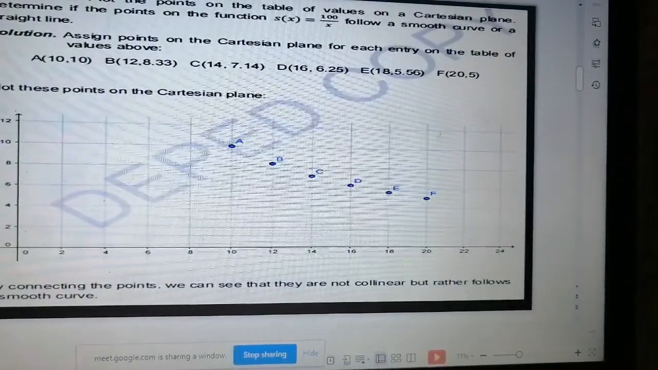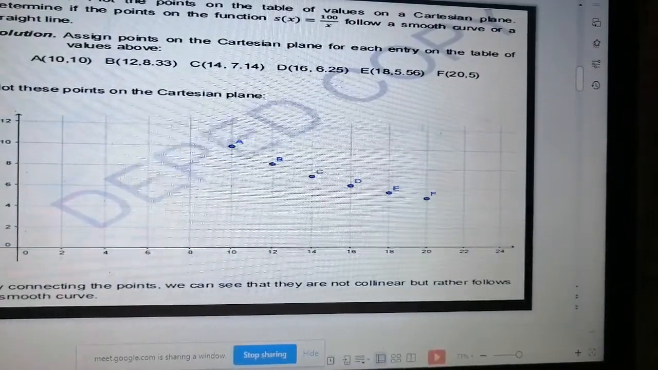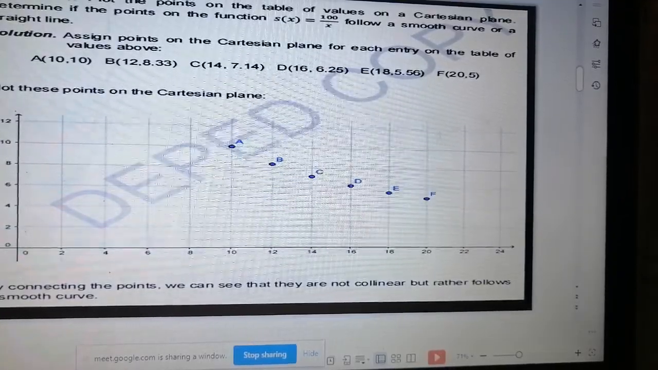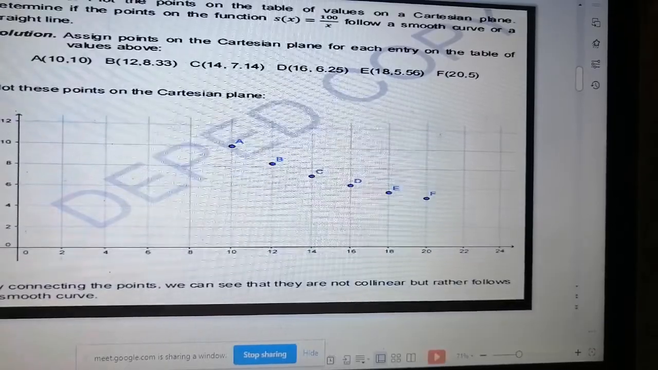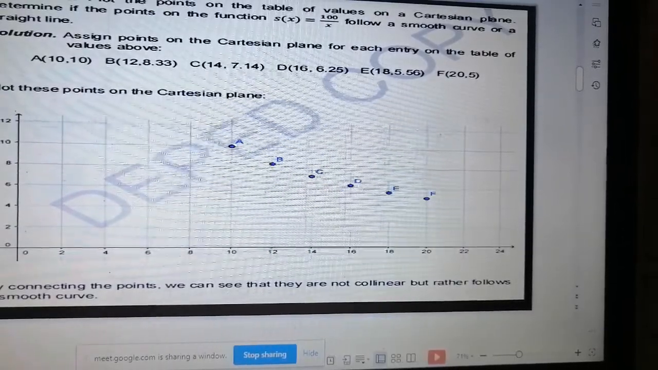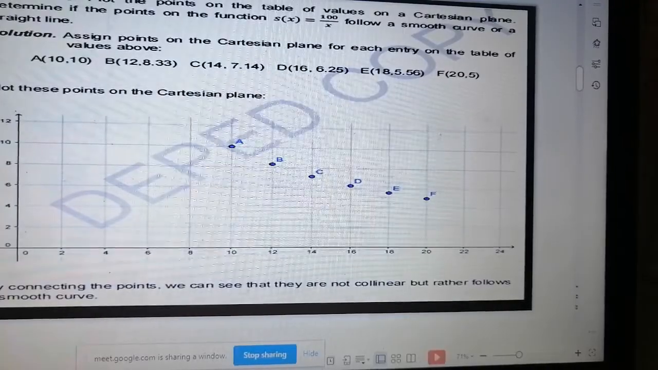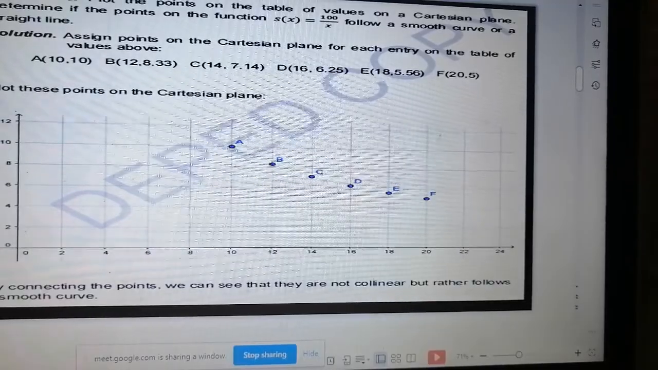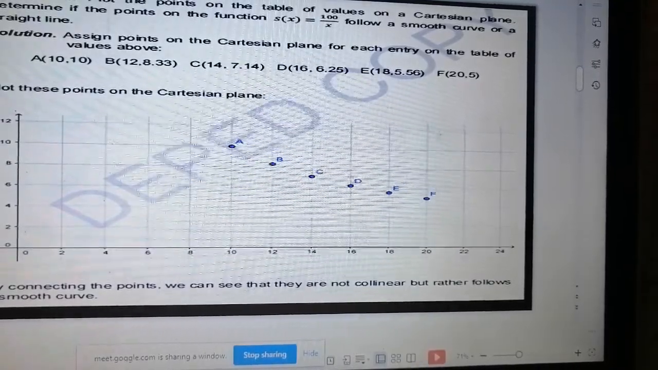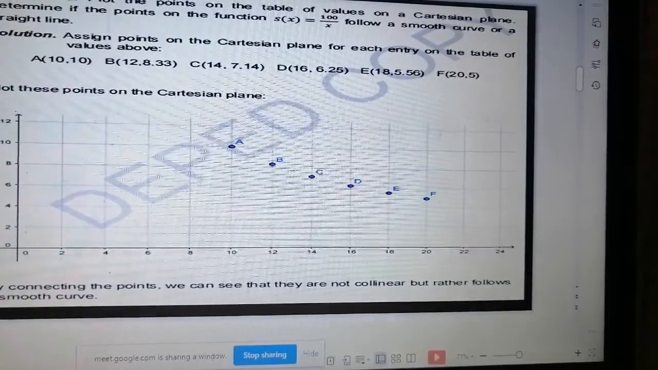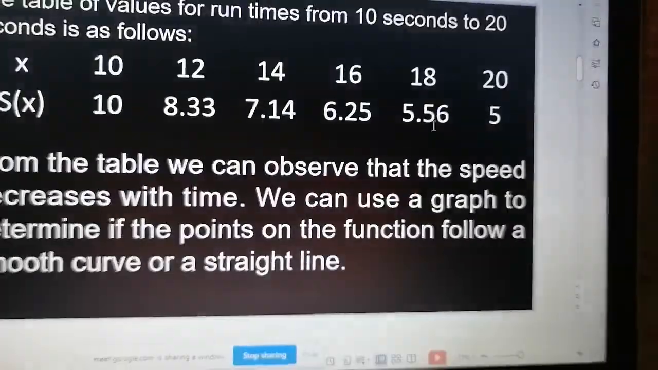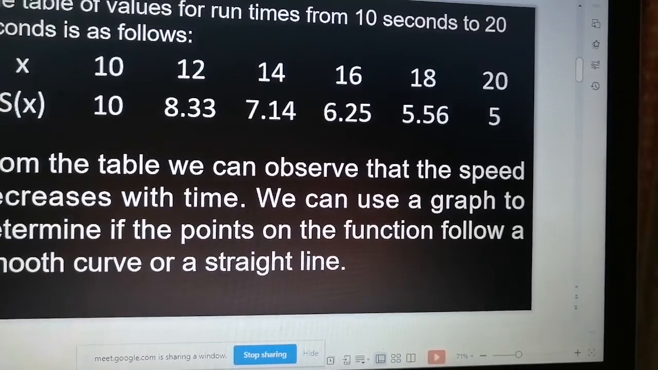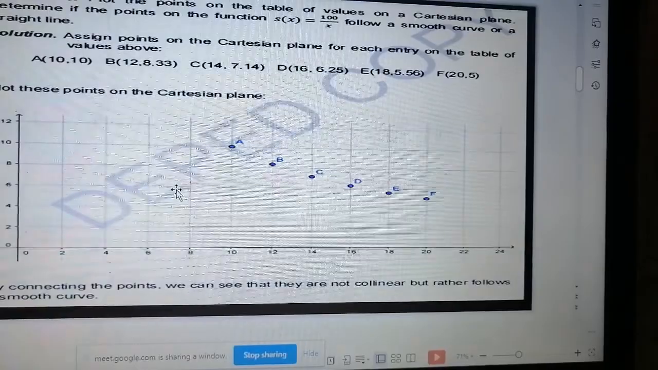Okay, did you see the graph? Okay, yan yung example number 3. Plot the points of the table of values on the Cartesian plane. So, nasa quadrant 1 lahat. Lahat kasi is positive. Nakita nyo? Lahat ng speed ay positive. So, quadrant 1 tayo.